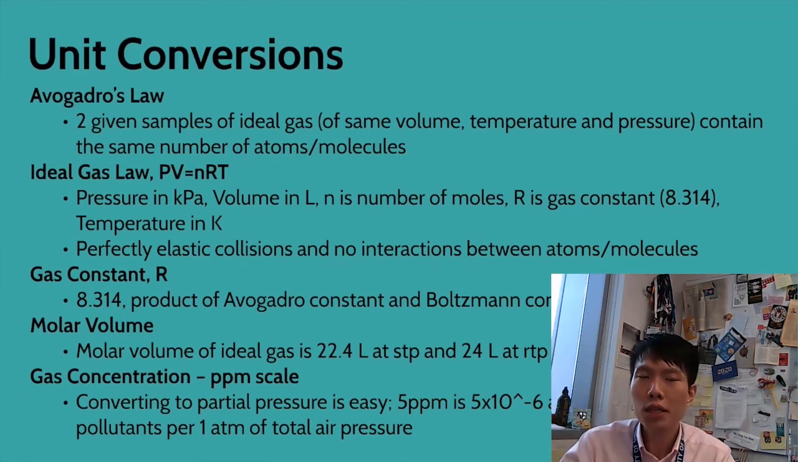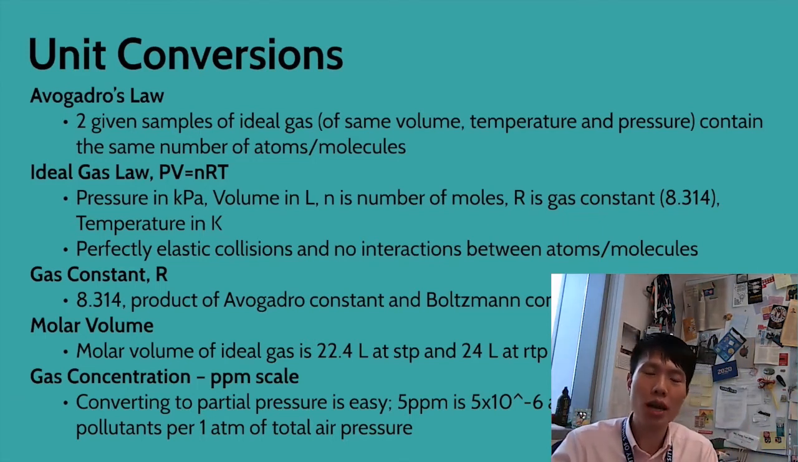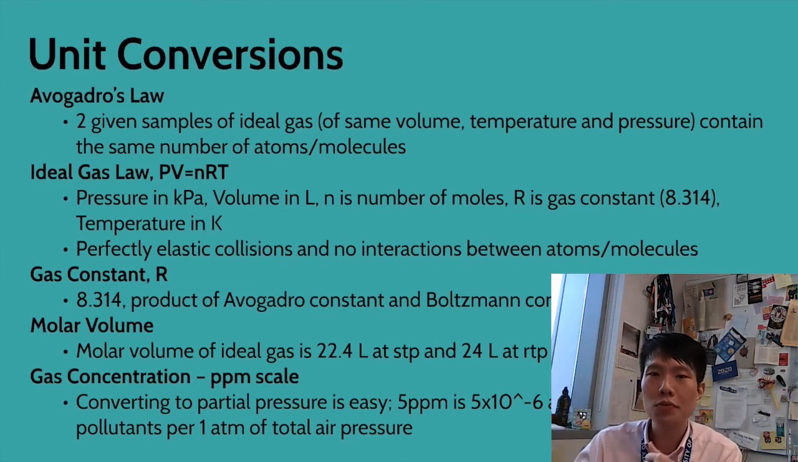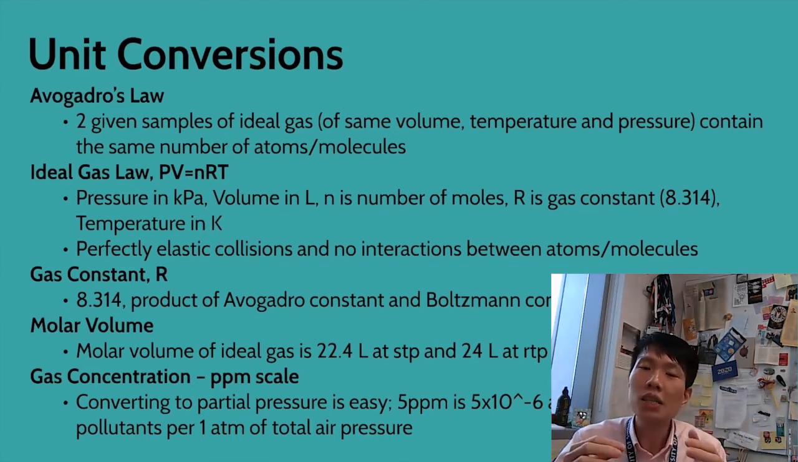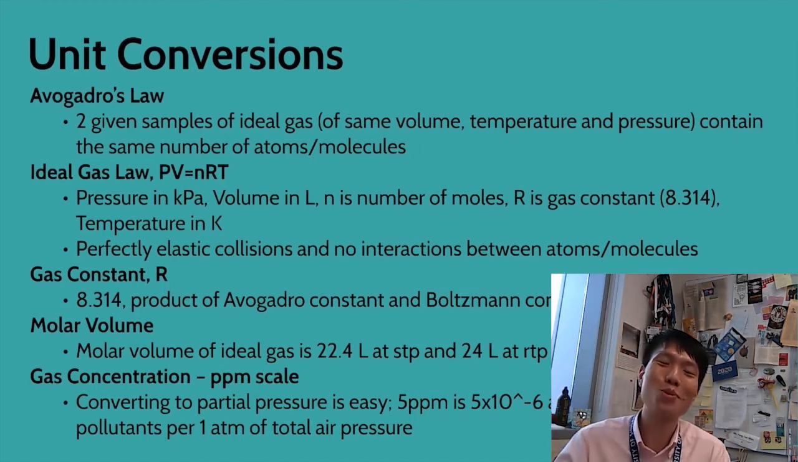Next is R, the gas constant 8.314, in joules per mole per kelvin. It is the product of the Avogadro constant and the Boltzmann constant. Then we have the molar volume of an ideal gas, which is 22.4 liters at STP, standard temperature and pressure, which is 0 degrees Celsius and 1 atmosphere. This molar volume is equivalent to 24 liters, or dm cubed, at room temperature and pressure, RTP.